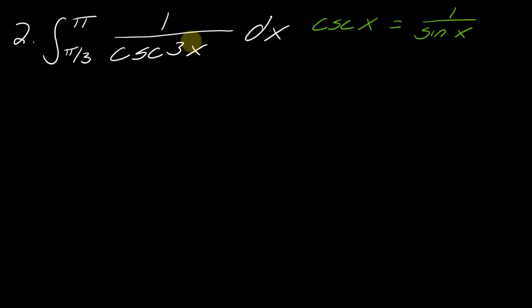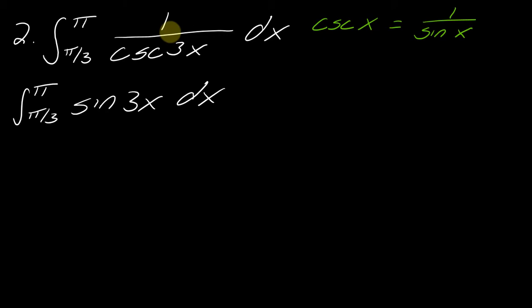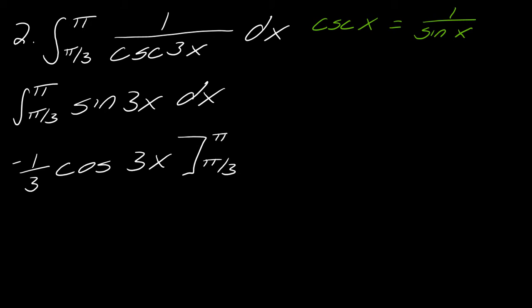I can rewrite this as, let's see, going from pi over 3 to pi, the integral of sine of 3x dx. And that I can actually integrate. I could not integrate this. Now if I integrate this, I'm going to get negative 1/3 cosine of 3x. And now I just have to evaluate this from pi over 3 to pi.